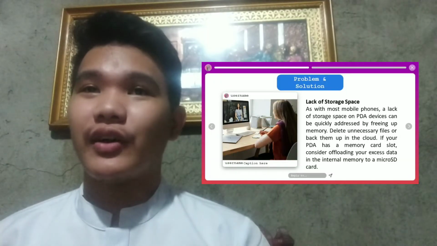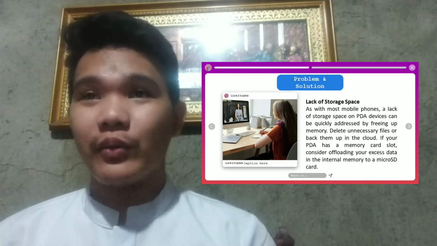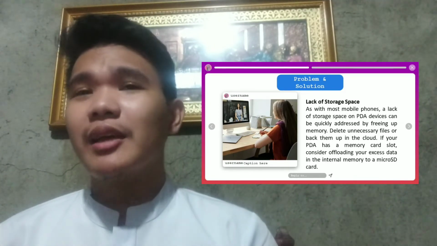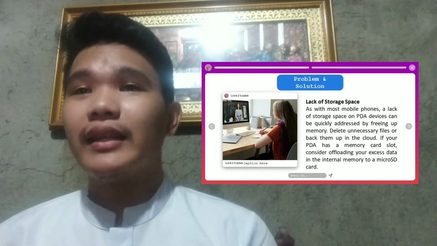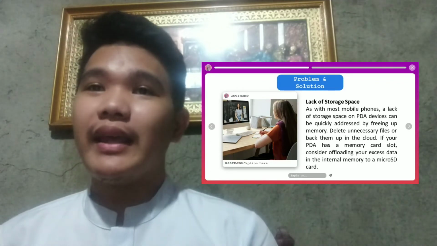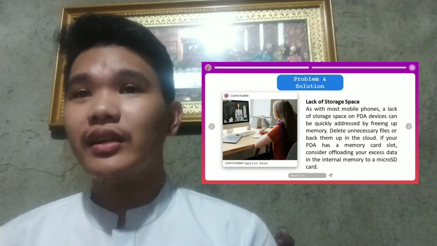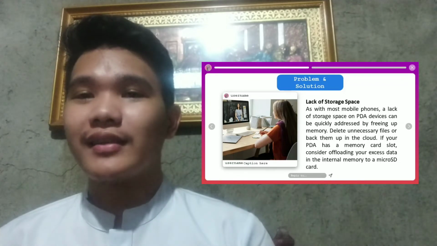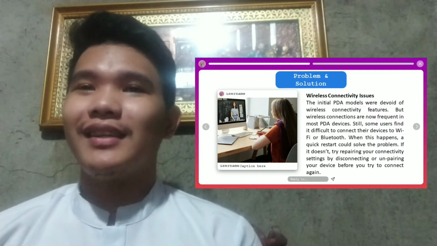Next is lack of storage. As with most mobile phones, a lack of storage space on a PDA device can be quickly addressed by freeing up memory, deleting unnecessary files, or backing them up in the cloud. If your PDA has a memory card slot, consider offloading your excess data of the internal memory to a micro SD card.